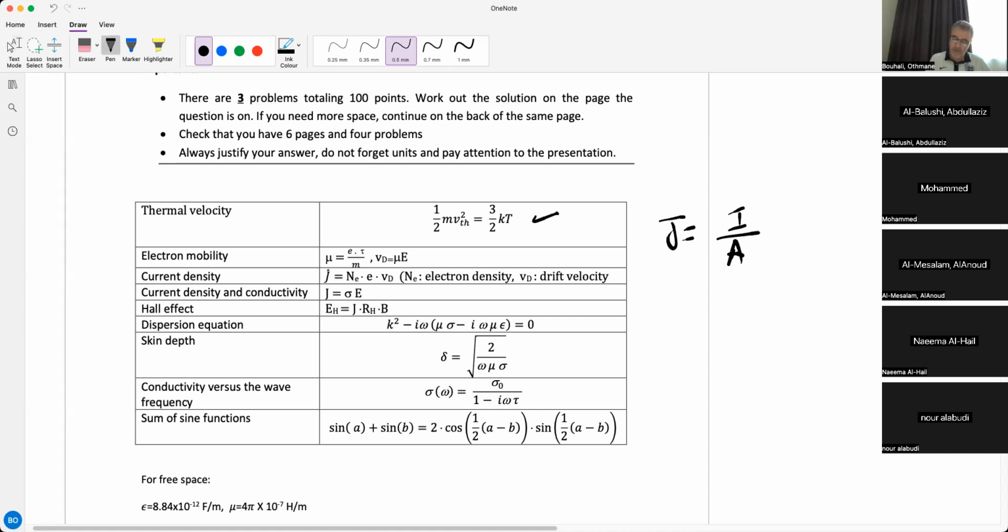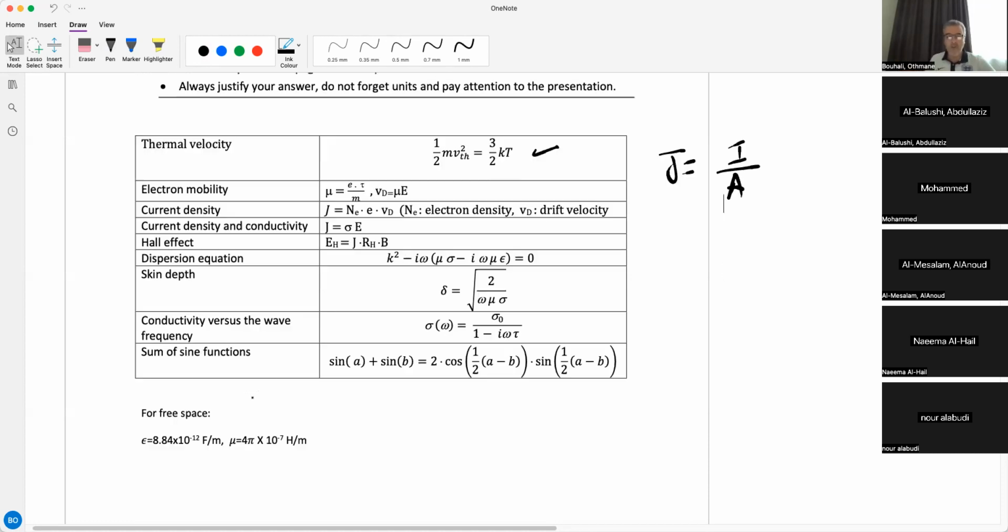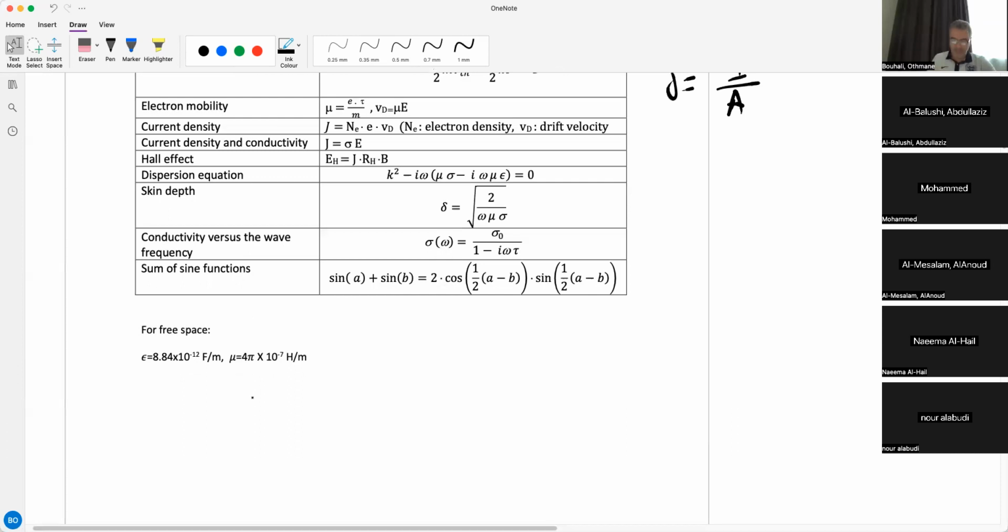So you have here the mobility, drift velocity, the current density, the Hall effect, well, the Hall electric field, the dispersion equation, the skin depth, and the conductivity, the DC, the AC, sorry, the AC conductivity. Okay, so this is really what you need. Now, let me also remind you that what I'm giving here is epsilon, the permittivity of free space, and the permeability. Now, in some of the applications, I might ask you to do the following.